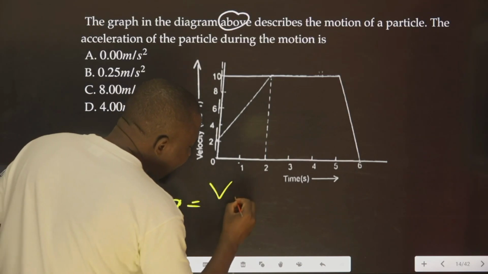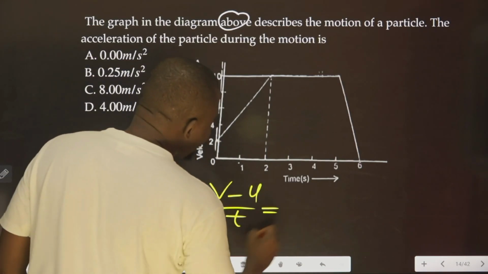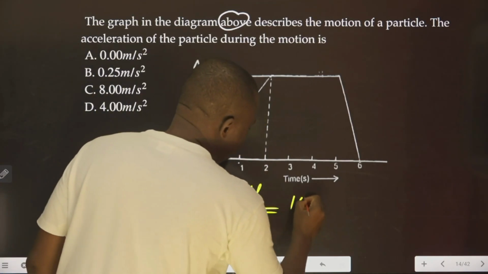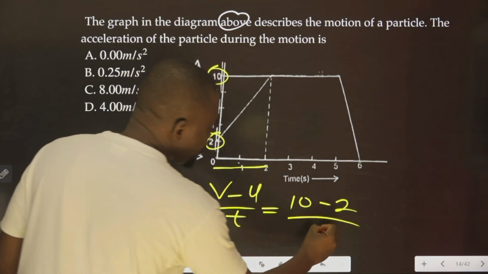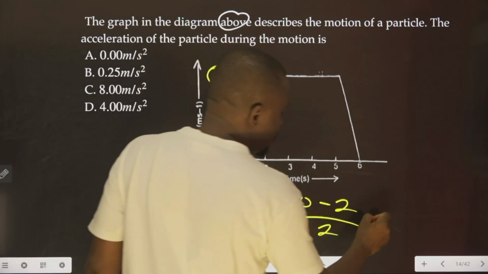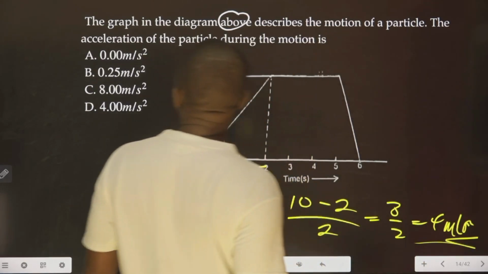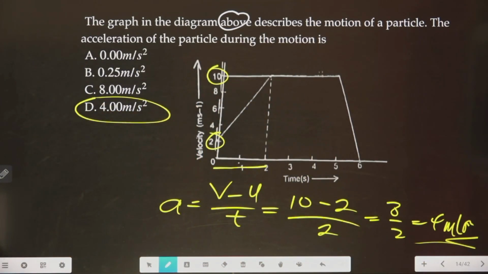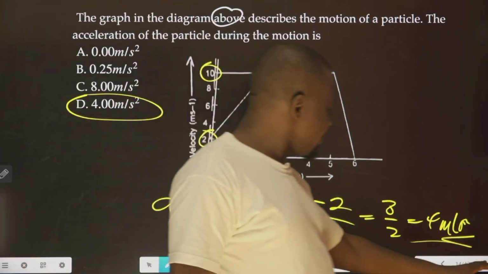Acceleration is equal to final velocity minus initial velocity over time. What is the final velocity? It's 10. Initial is 2, over time. Time is this, that is 2. That is all. 8 divided by 2 is 4 meter per second square. D is the answer. See? Simple question.